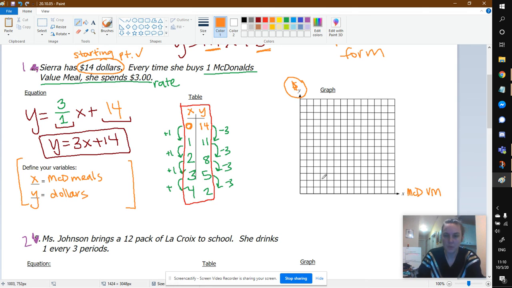And then finally, we'll do the graph. I am going to make these axes a little bit better.